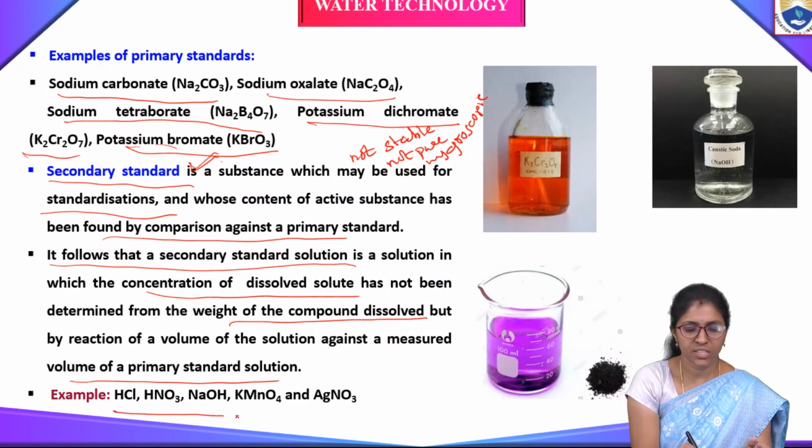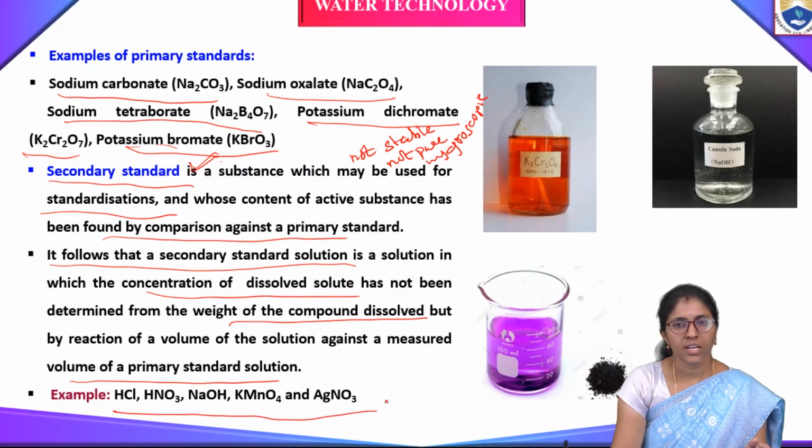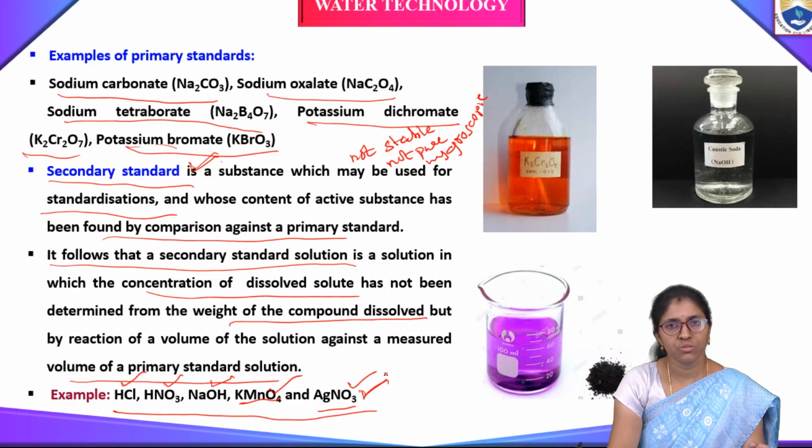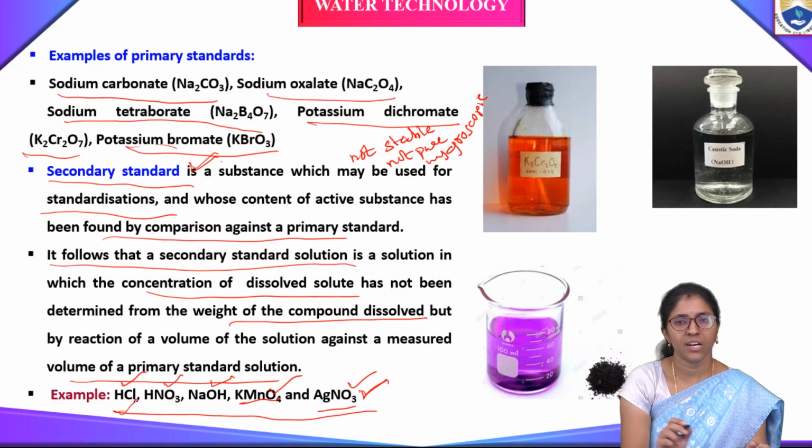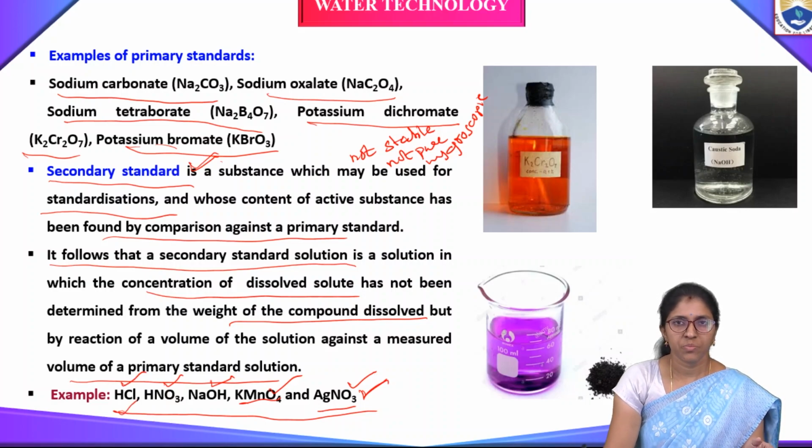Examples of secondary standard solutions are HCl, HNO3, sodium hydroxide, KMnO4 and silver nitrate. We have to standardize these solutions by using primary standard solution when we are using them in a titration. So before going to the titration, first we have to standardize. If we take HCl, we have to standardize the HCl by using primary standard solution. Then only we do the titration.